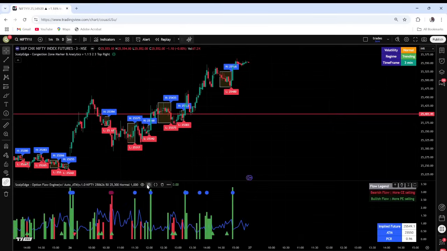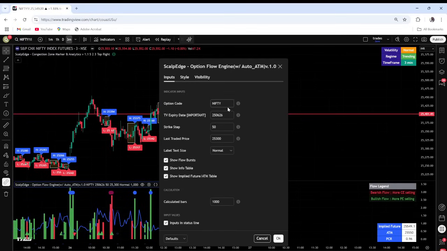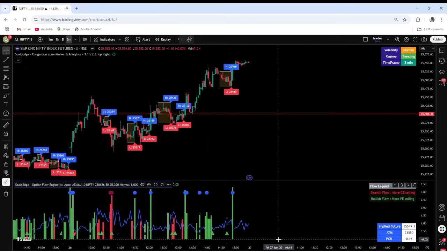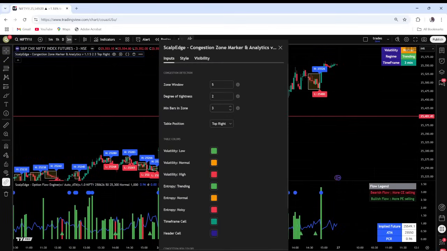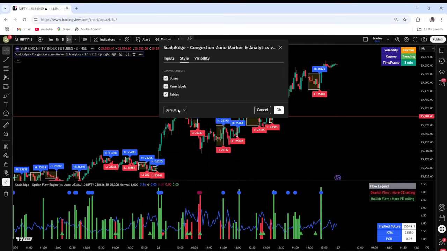Now sometimes you will see an error out here. What you need to do is, option code is Nifty, expiry date: 25 is year, 06 is month, 26 is today's day, the day of expiry. Strike step is 50, that is the difference between strikes. For Nifty it is 50, for Bank Nifty it is 100, etc. Last traded price, this you have to put in when you are starting the calculations. Okay, just to make it clear, let us just delete the levels.